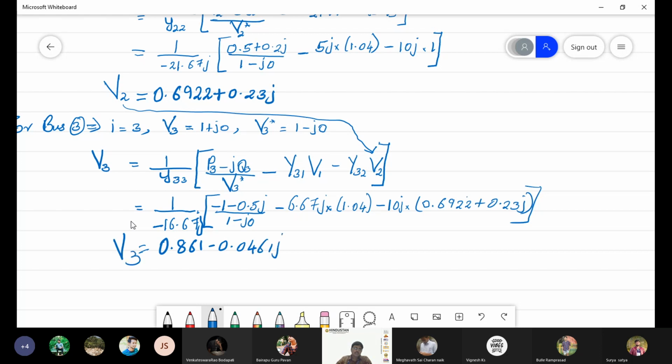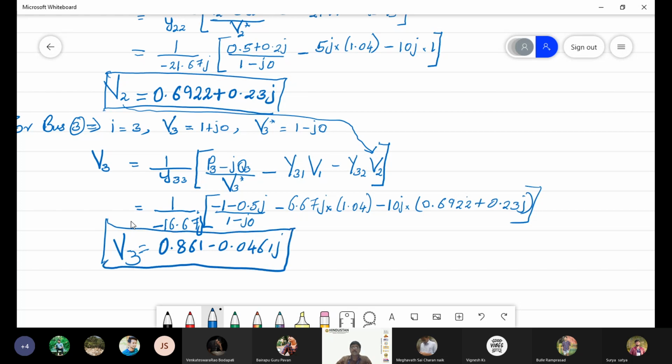So this is V3, right? This is what we need to find out, the voltages, because these are the unknown values. So this is V2, and this is V3, right? Now what about the angle? See, this is in the form of A plus IB, right? You know how to convert this A plus IB into R theta, right? In your calculator, you can directly do it, if you have scientific calculators like FX100 or FX991.